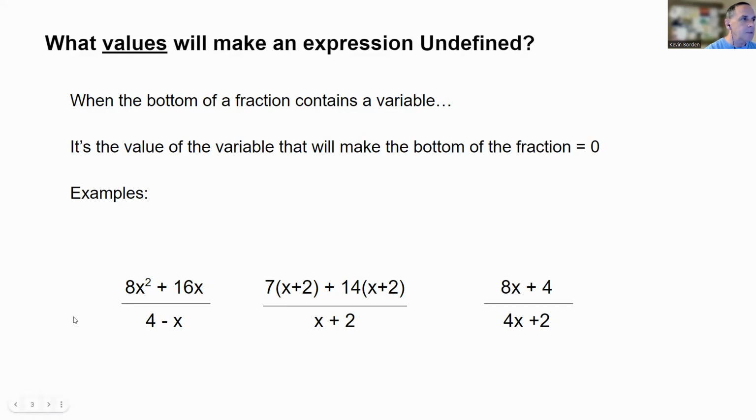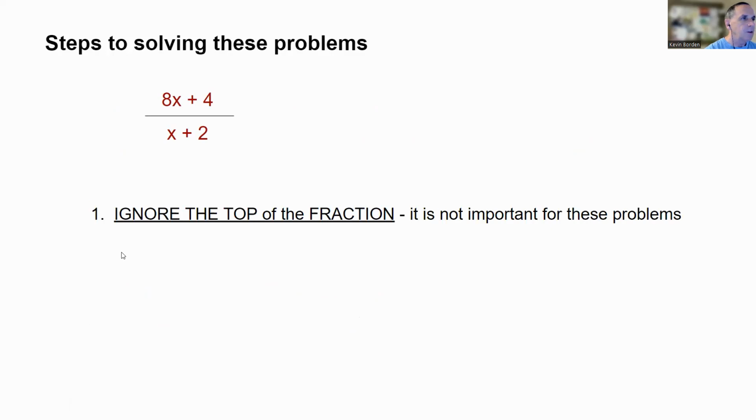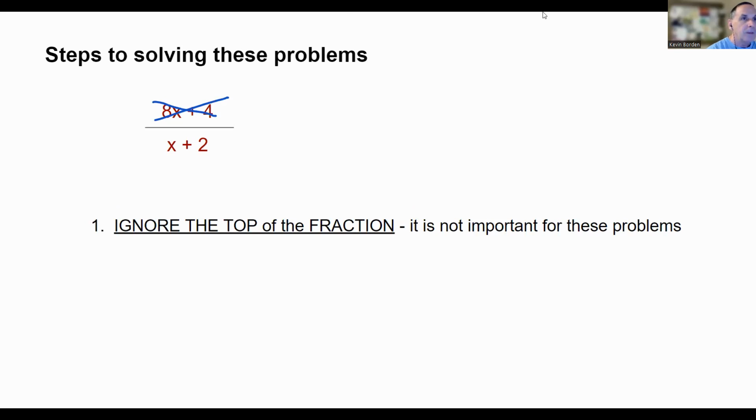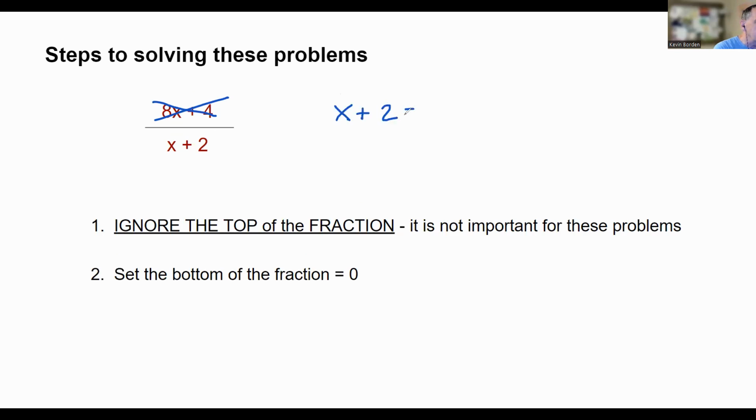So let's take a look at some steps that you can use to solve these problems. Here's an example. We have 8x plus 4 over x plus 2. Ignore the top of the fraction. It's not important for these problems. I'm going to demonstrate that by crossing this out. We are not looking at that at all. The next thing that we want to do is to set the bottom of the fraction equal to 0. That might be a confusing instruction, but this is what I mean by that. We have x plus 2 on the bottom. Over here, we're going to write x plus 2 equals 0.